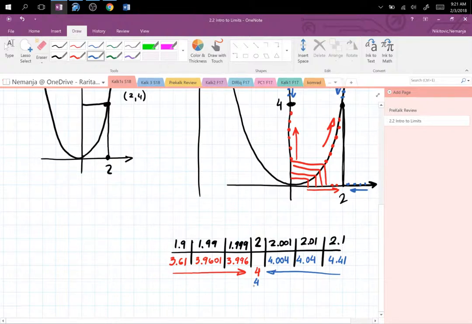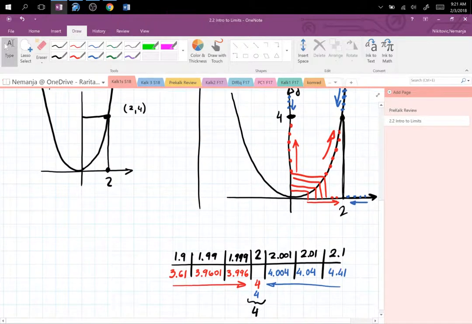Well, if it walks like a duck and quacks like a duck, it's a duck, right? So there you go. It's 4. So now you have a visual representation and you have a chart. And technically you can do this with every limit that exists, as long as you can graph it and as long as you are willing to calculate things.